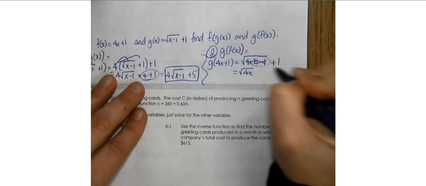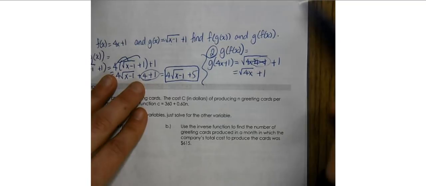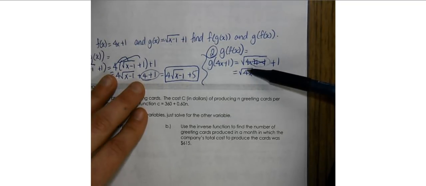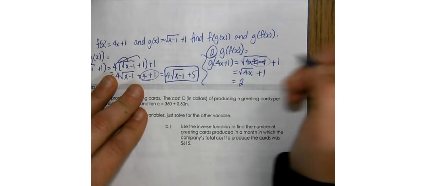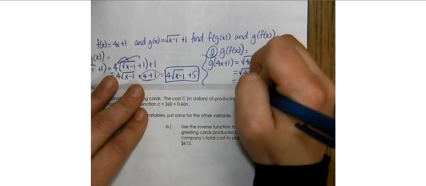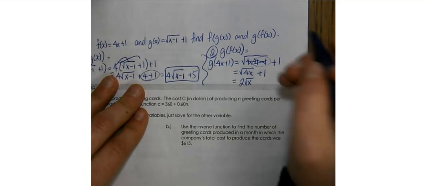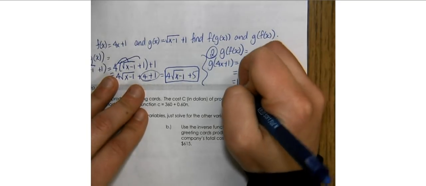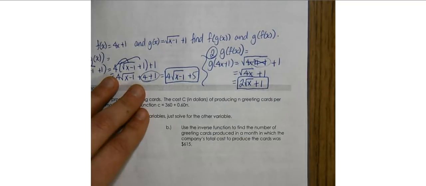of 4x plus 1. Since the main operation under the root is multiplication, I can take the square root of each piece. The square root of 4 is 2, and then I have the x right here. I can't take the square root of x, so I'm just going to leave that inside of the root. So that's 2 times the square root of x plus 1. And that is your answer. There's nothing further for you to do.